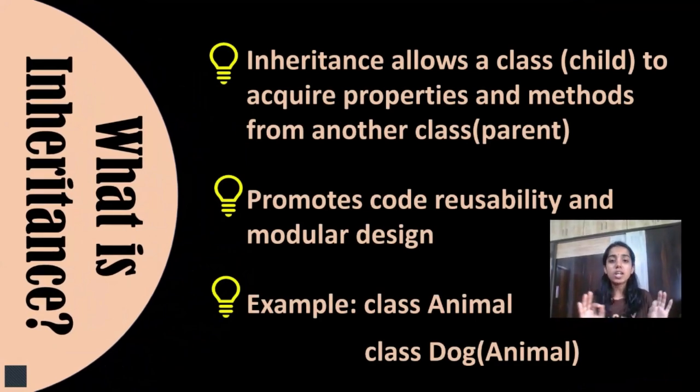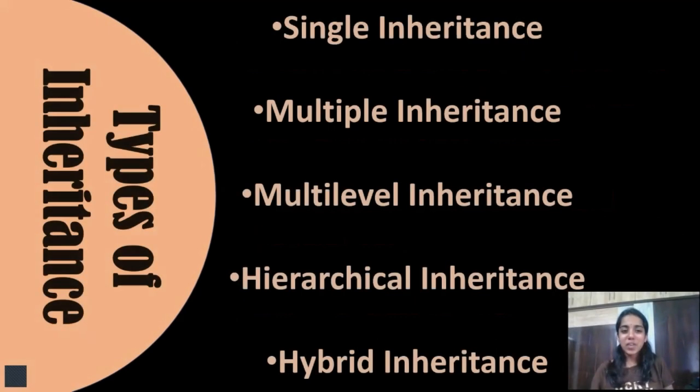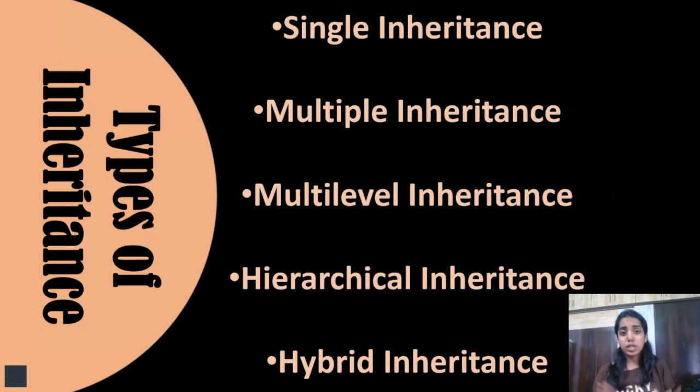First topic: what is inheritance? Inheritance is Python's way of saying don't repeat yourself. It lets a new class use everything from an existing class, just like getting your parents' Netflix account but adding your own profile. It saves time, avoids repetition, and makes your code look clean and professional. Let's see the types of inheritance.